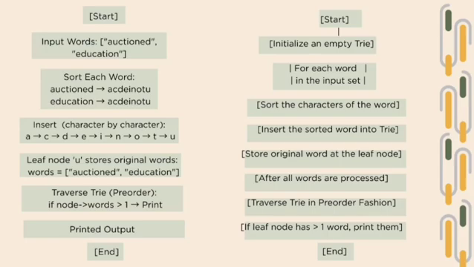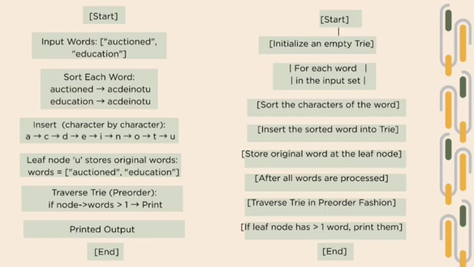We start by initializing an empty tree. Then for each word in an input set, we sort its characters. For example, auction and education both become A, C, D, E, I, N, O, T, U. Next, we insert the sorted word into the tree character by character, and at the leaf node, we store the original word. After processing all words, the leaf node contains both words, auction and education.